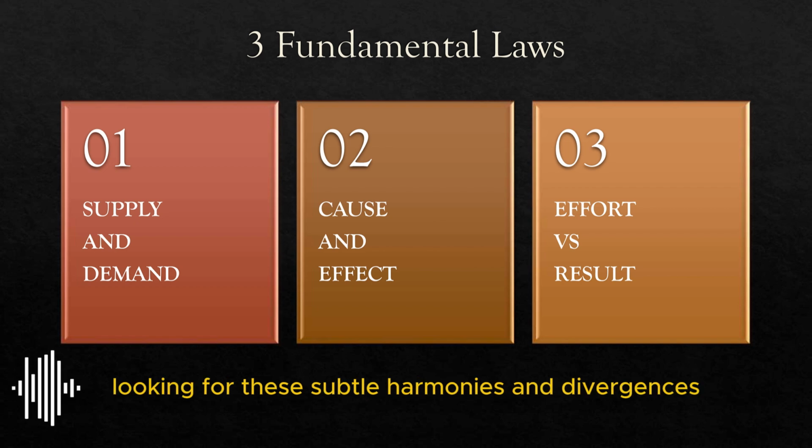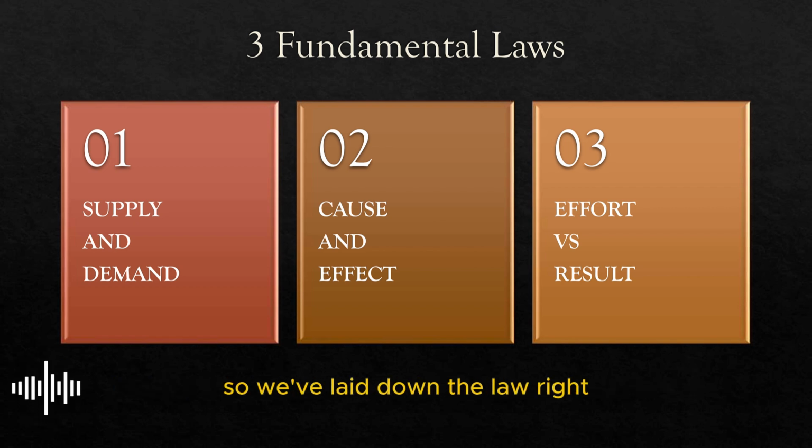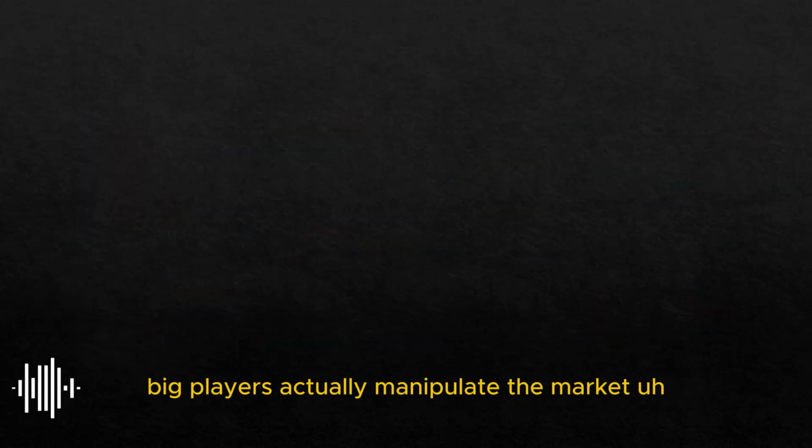Yeah, looking for these subtle harmonies and divergences. And that's commitment. Okay. So we've laid down the law, right? The Wyckoff law. Now let's move on to how these big players actually manipulate the market. The book mentioned these phases like accumulation and distribution. Can you break those down for us?